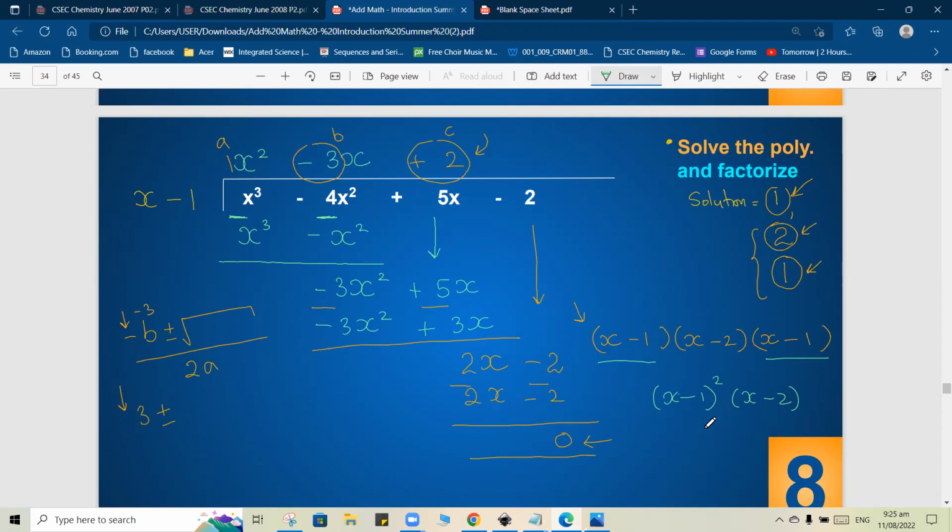Any version is 100% correct, and CXC is not going to care. So use any one you wish. But if I had to choose, I would choose this one because it looks cooler. That's the only reason I would choose that one.